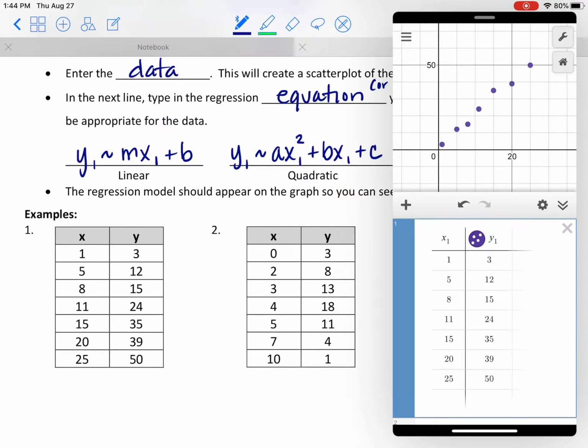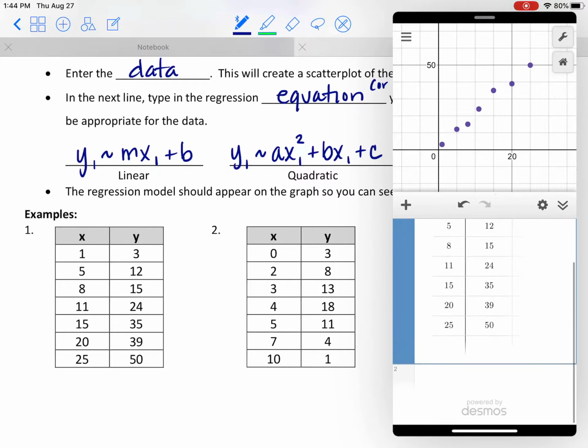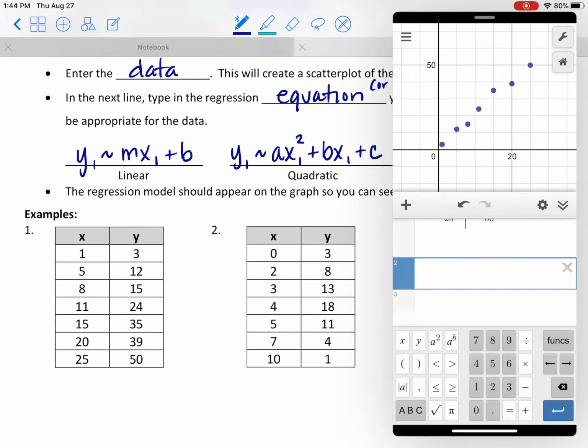And I did it twice there, but it will automatically zoom out so that you can see your data. Now to me that data looks pretty linear, but I'm going to calculate each type of regression so I can guarantee that I'm going to get the best model for it. So I'm going to type in linear first.